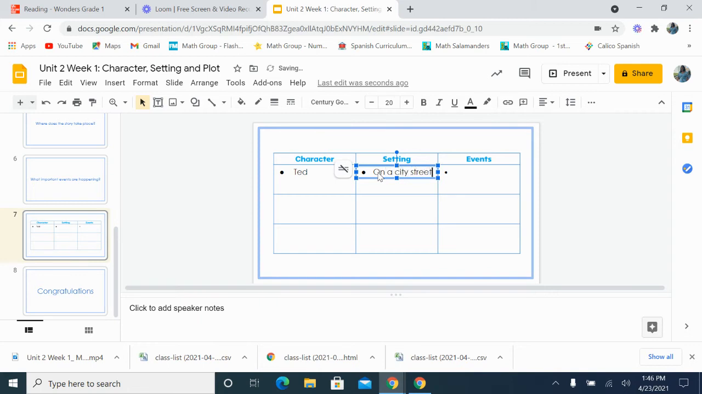Lastly, let's determine our event. If you said it's trash pickup day, your answer is correct. Let's write that in our chart.